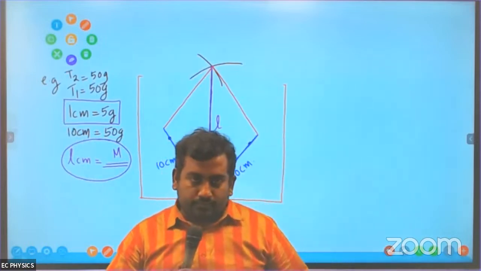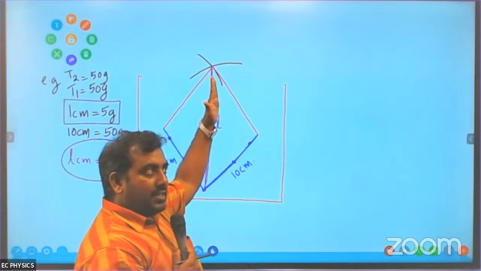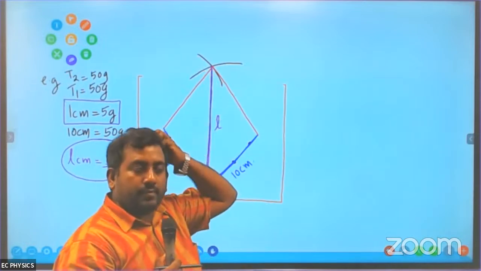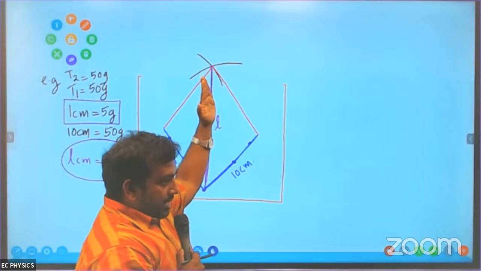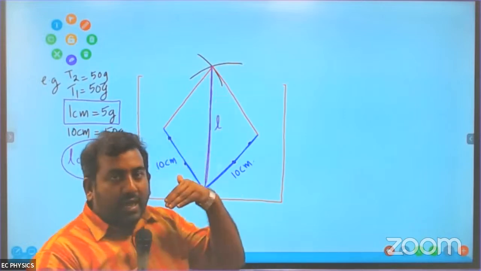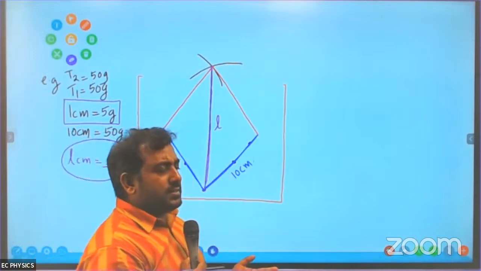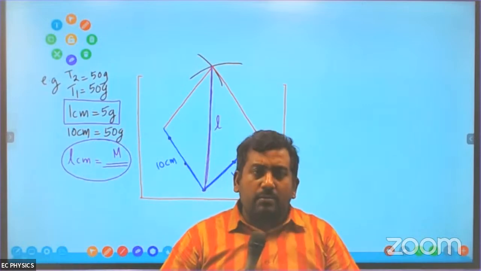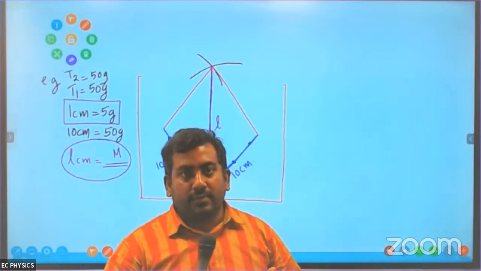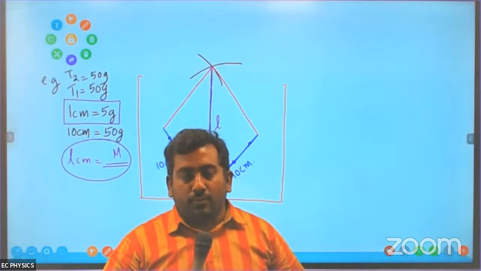Now, what if the diagonal is not vertical? What are the reasons? Well, there are many reasons. Number one is the string might not be light. If the string is heavy, tension will keep changing from point to point.